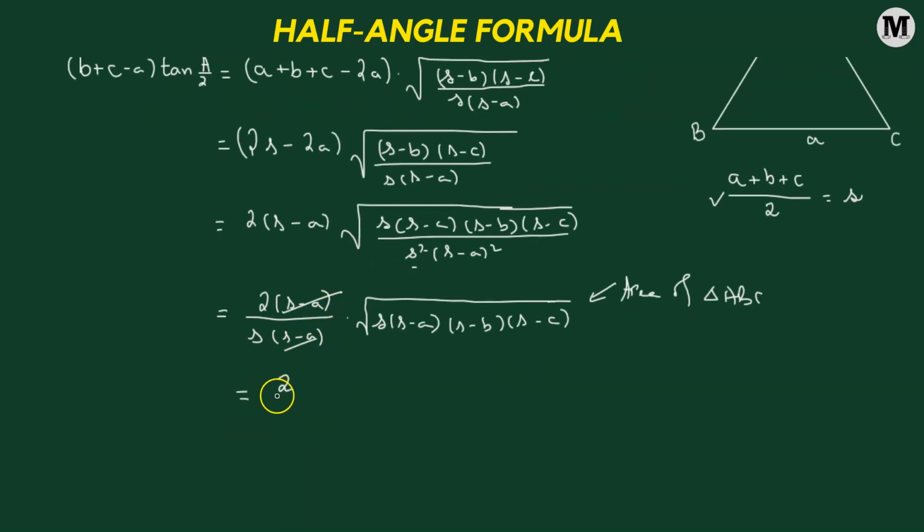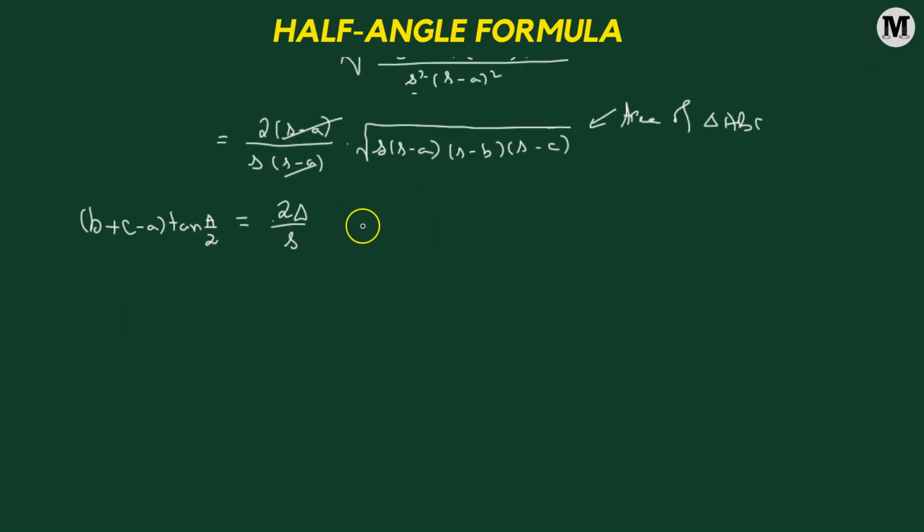Now our expression reduces to, so we can factor out (s minus a). This is going to give us 2 times delta, where delta is the area of the triangle ABC, divided by s. In other words, we have shown here that (b plus c minus a) multiplied by tangent of A over 2 is the same as 2 times the area of the triangle divided by the semi-perimeter. Okay, now let's go to the next expression. We're going to label this as number 1.